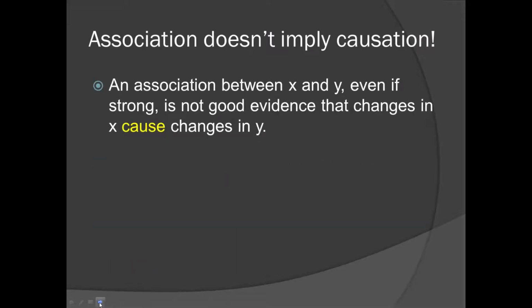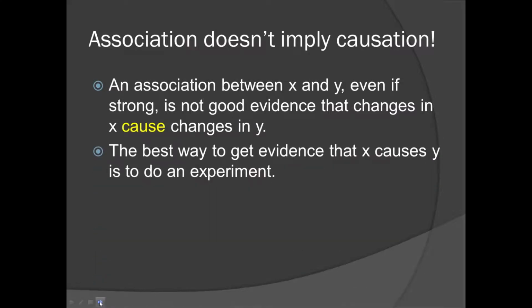All right, keep in mind that association does not imply causation. Just like with the ministers and the barrel of rum, that was a strong correlation. It was perfect. But the two had nothing in common other than being driven by a third variable. So it's not good evidence, even if the association is good and strong, that changes in X cause changes in Y. You can't get a good, complete explanation just from looking at those two things in a scatter plot.